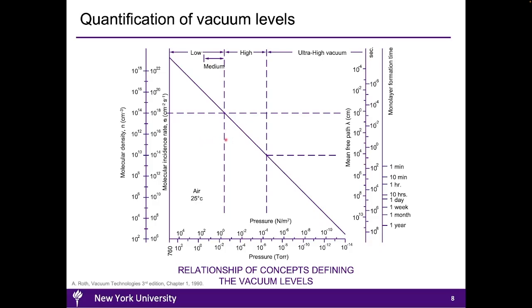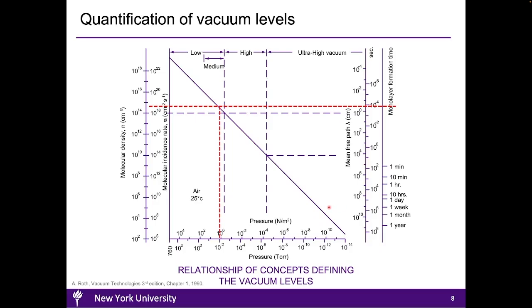As we can see in this plot, as the pressure decreases from the low pressure to ultra high vacuum pressure, the molecular density decreases. Simultaneously, the reduction of the pressure leads to the increase of both mean free path as well as the improvement of the monolayer formation time. Let us consider two pressure levels and examine their effects on molecular density, mean free path, and the time to form a monolayer.